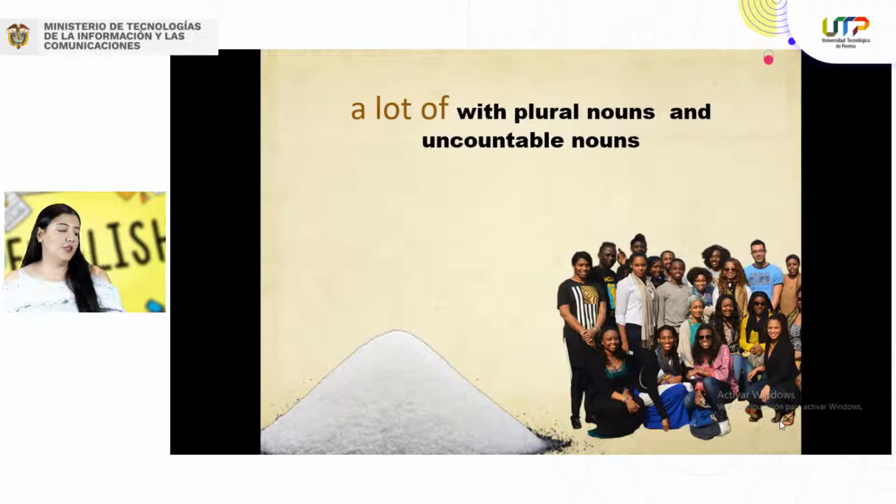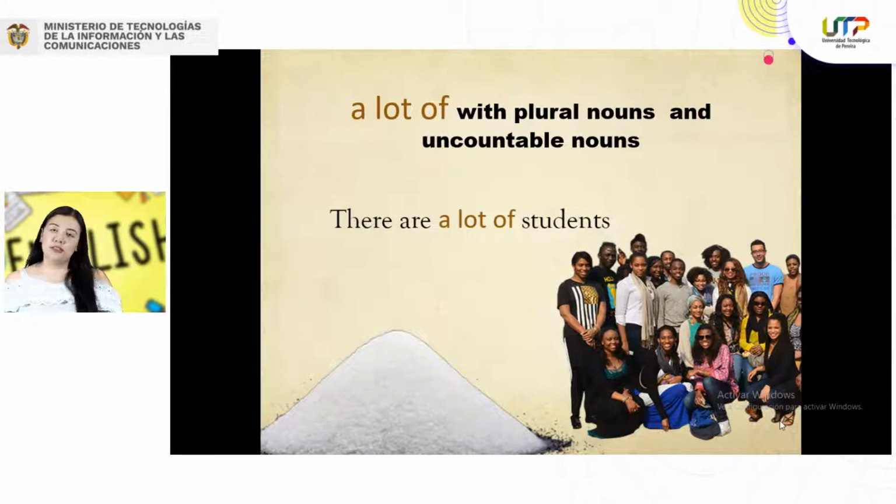Para decir mucho, miremos un ejemplo. There are a lot of students. Y ahí yo estaría diciendo, hay muchos estudiantes. Pero también puedo decir como un sustantivo no contable, que es sugar, ¿sí? Puedo decir, there is a lot of sugar. Hay mucha azúcar. Así que lo puedo usar en ambos contextos. Countable and uncountable nouns. A lot of. There are a lot of students. There is a lot of sugar. Bien.